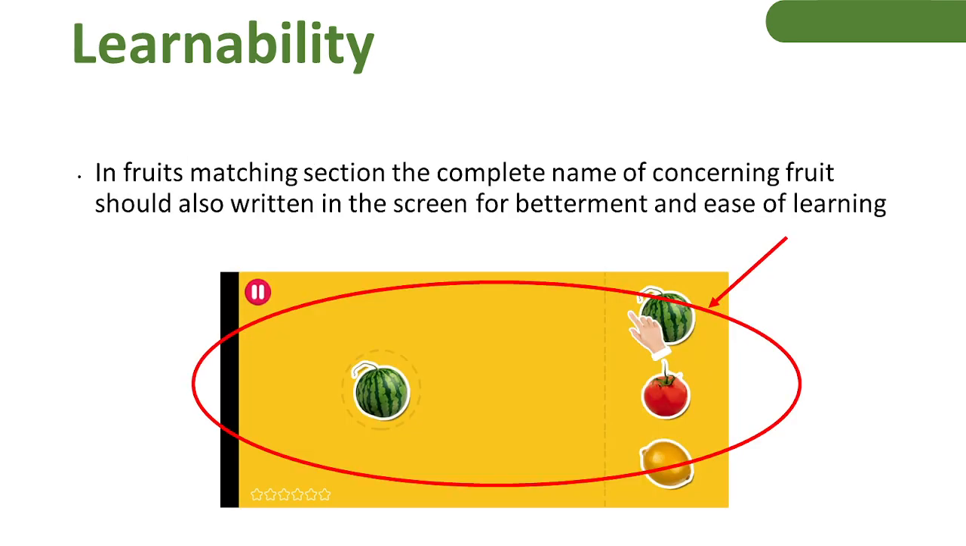Now we are discussing the bad point about learnability: in the fruits matching section, the complete name of the concerned fruit should also be written on the screen for the betterment and ease of learning. So that was the bad point about the existing interface of the app. I thought that the complete name of the concerned fruit or vegetable should also be written on the screen for the betterment and fast and easy learning of the children. So that was the bad point that has been highlighted by me.